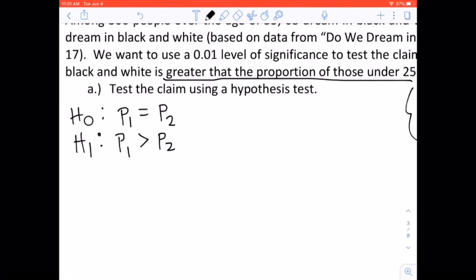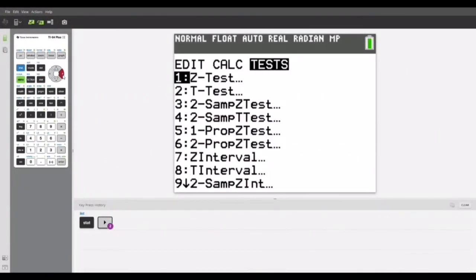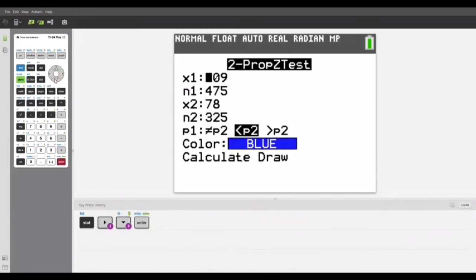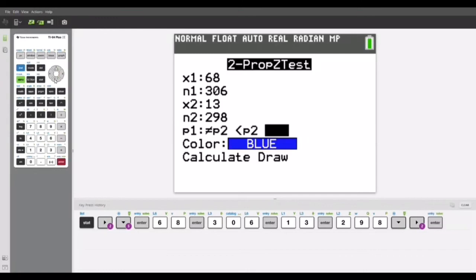Now we need to use our calculator and put all this data in and get a p-value. On your calculator, you're going to go to Stat, Test, to Prop Z Test. And from here we need to enter in our values. We have X1, which is 68, N1, which is 306, X2, which is 13, and N2, which is 298. Our alternative hypothesis is greater than. Select Enter. Go down to Calculate.